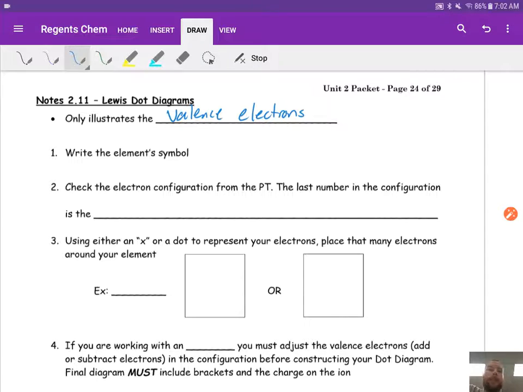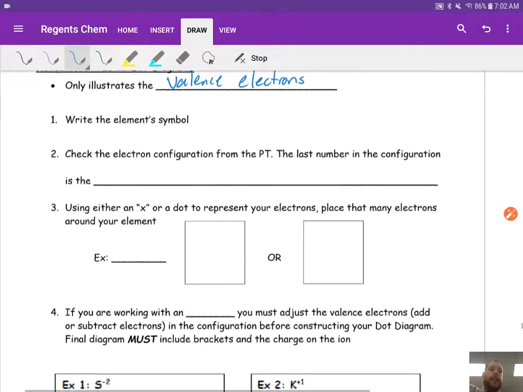So there's kind of a step process to go through. There's going to be tricks to help you with this. So make sure you have your periodic tables out. That's going to be very, very helpful. And then follow the process, and this will be super easy, I think, for you.